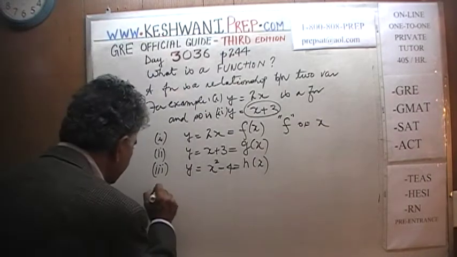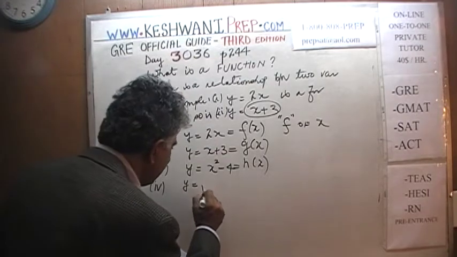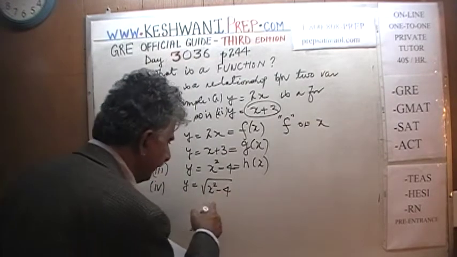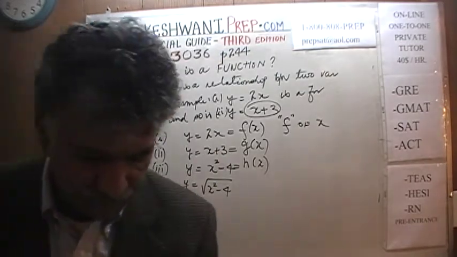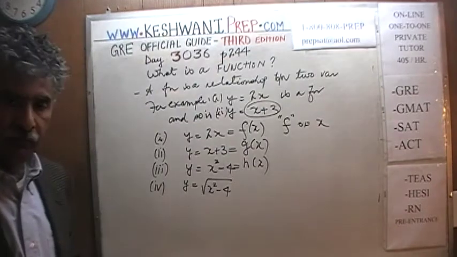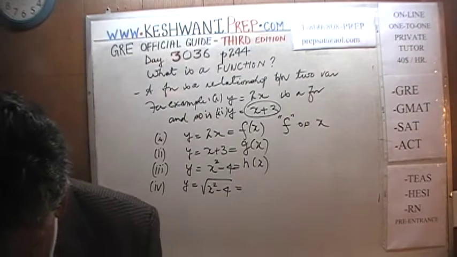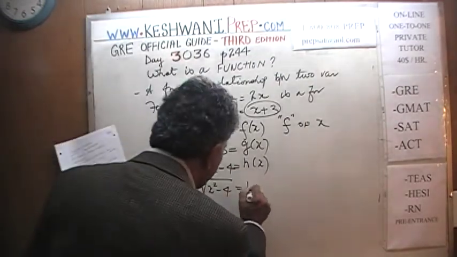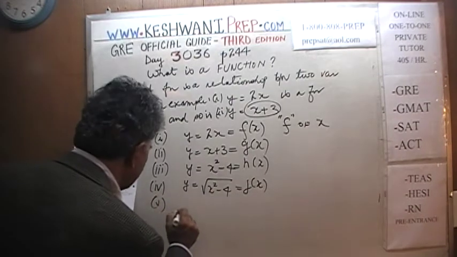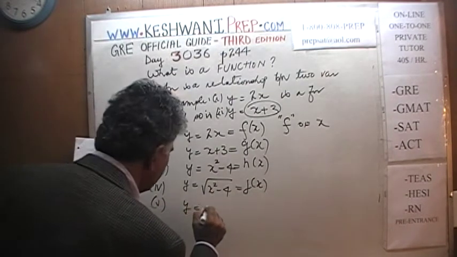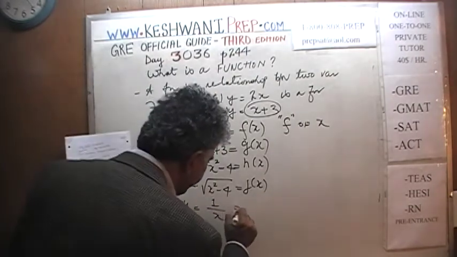Here's another one. Y is equal to square root of x squared minus 1. Again, the square root of x squared minus 1 is a very different relationship than the one we just spoke of. It has to be given a name. Let's call it j of x. And finally, one more. Y is equal to 1 over x. Again, entirely different relationship. We have to give it a new name. K of x.